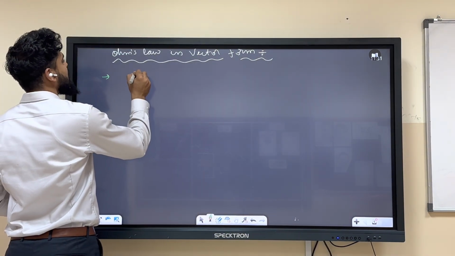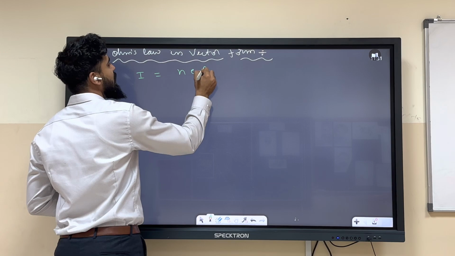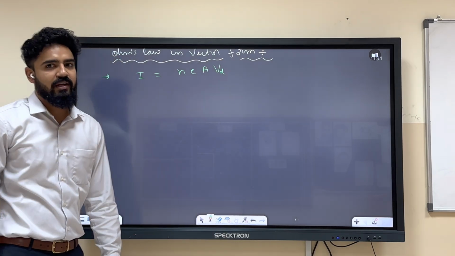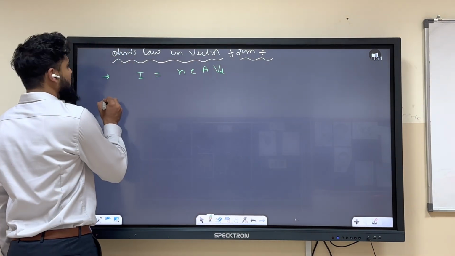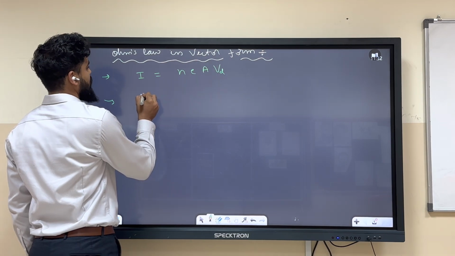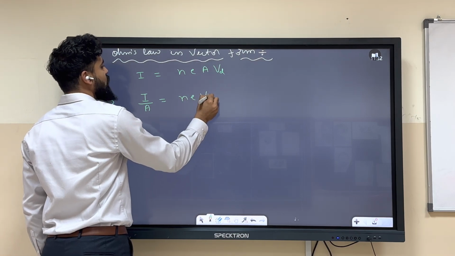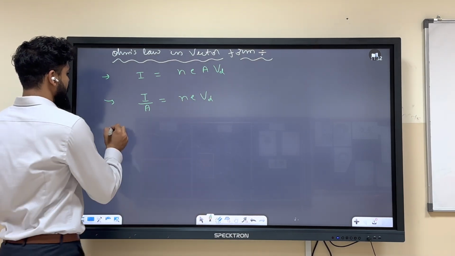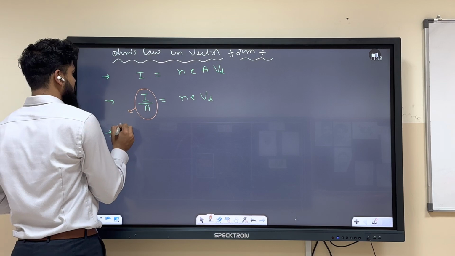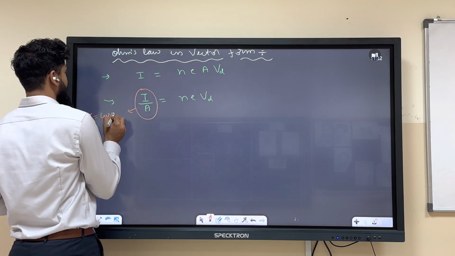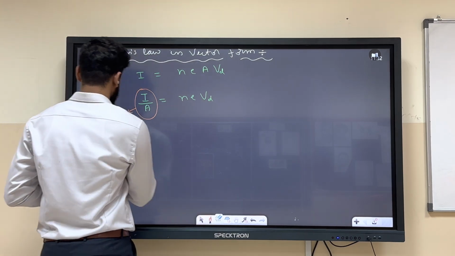Do you remember I equals nEA V_D? I equals nEA V_D. V_D over here is what? Drift velocity. Now we can write I by A, transferring this over here, equals V_D. This is known as what? J, your current density. Current density.